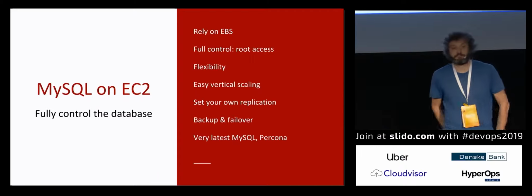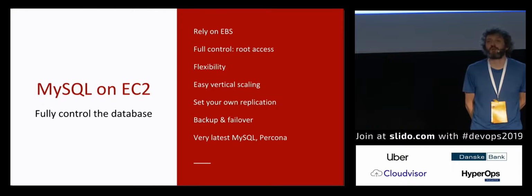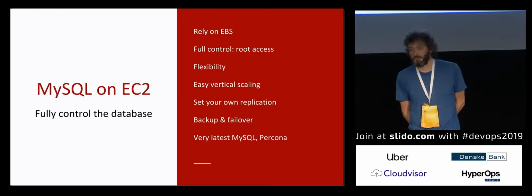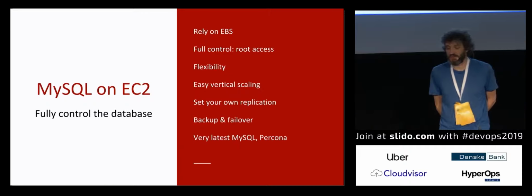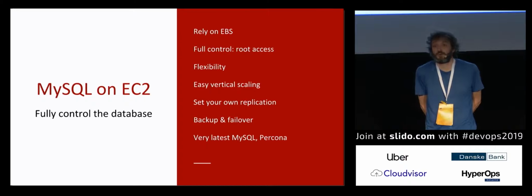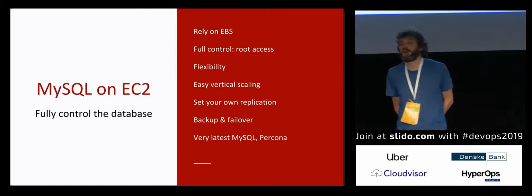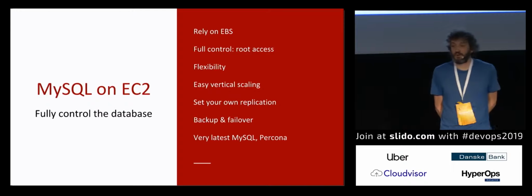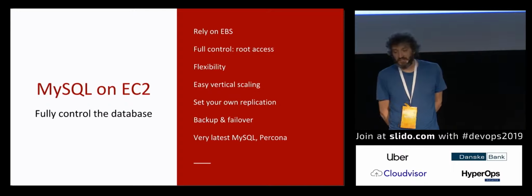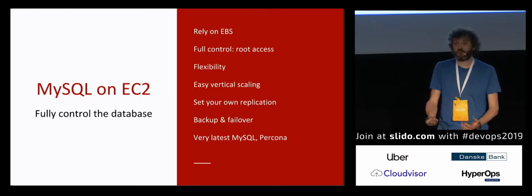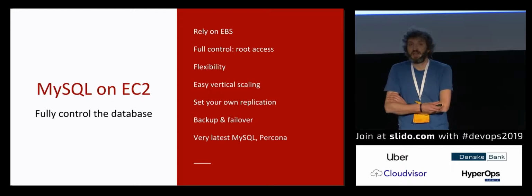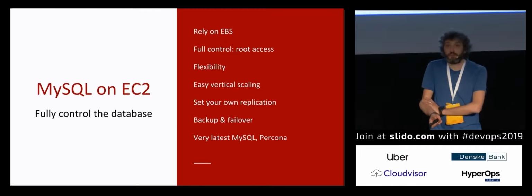And with each one of them, you have some benefits. So let's start with the basics. First one is, of course, you can run your own MySQL server on EC2 or on your container, wherever you want. In this case, you have full control of the database. You install whatever you want. You rely on EBS, so on some volume that you define yourself, where you store the data. Of course, you have full control. You have root access to the database. And you have full flexibility because you can do whatever you want.